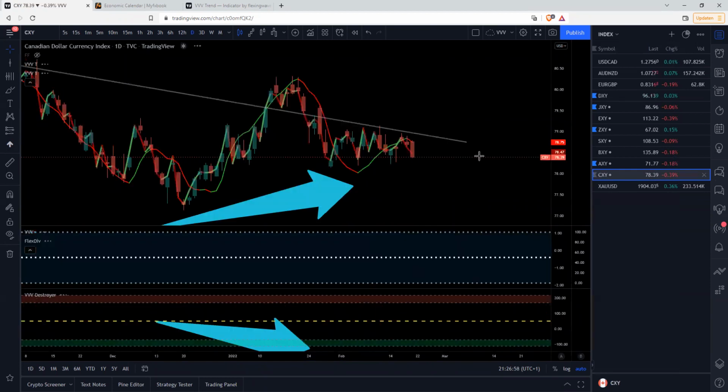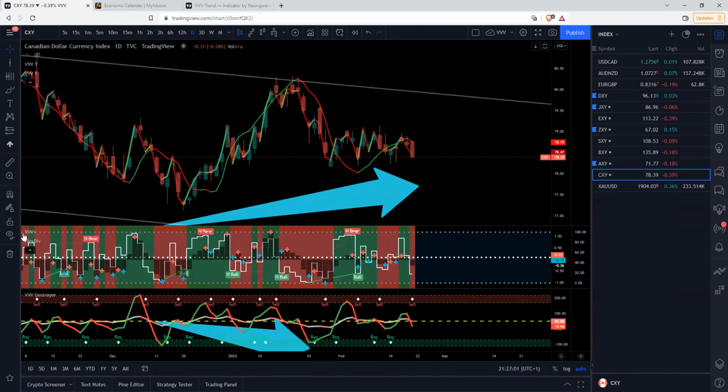All right, the CXY. The Canadian dollar gets weaker as well. Right, so the bias on the USD CAD is right. We're going to go upstairs and the CXY has to go down. All right, there is also divergence in the destroyer. We broke the 0 line and we're matching with the 5 colors. So I want to see this go down.